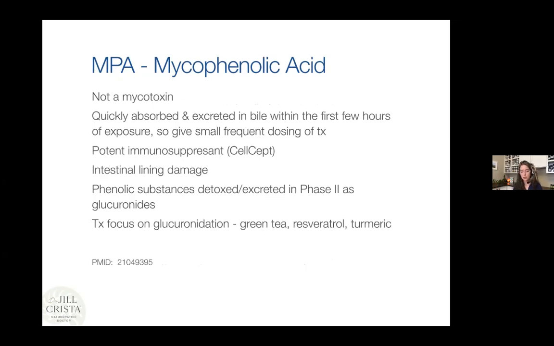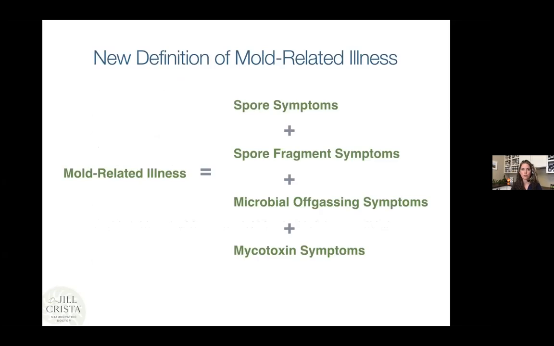This is a potent immunosuppressant, so much so that we have a drug. They made a drug out of it. And that is for organ rejection. So the body can't reject foreign substances. Think about that. Can't reject foreign substances like fungi. So they also cause intestinal lining damage. MPA really wrecks the gut and also is detoxified by the glucuronidation. So I really focus on glucuronidation with this one. Typically it's something that clears pretty fast if you're addressing it. Things like green tea, resveratrol, and turmeric.